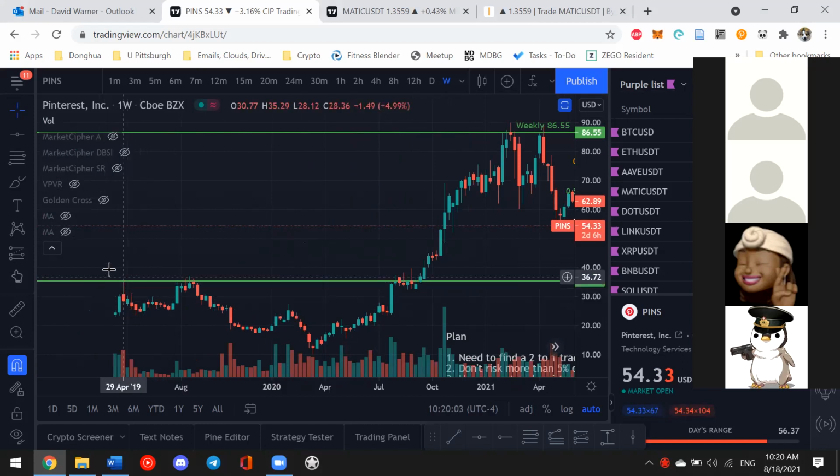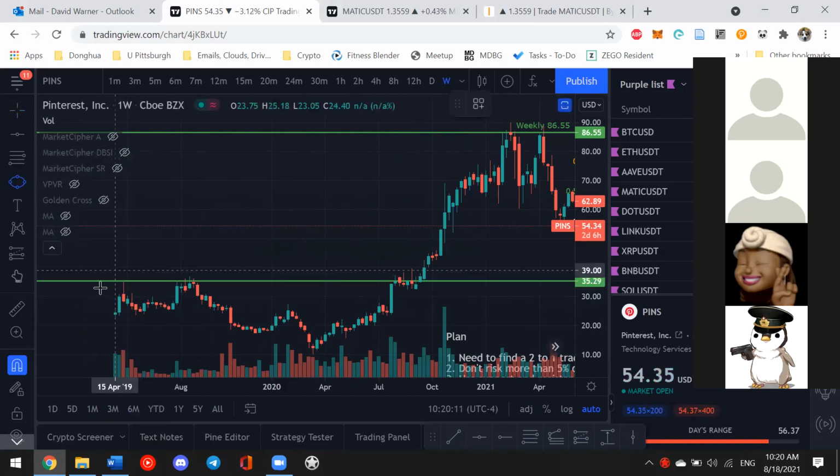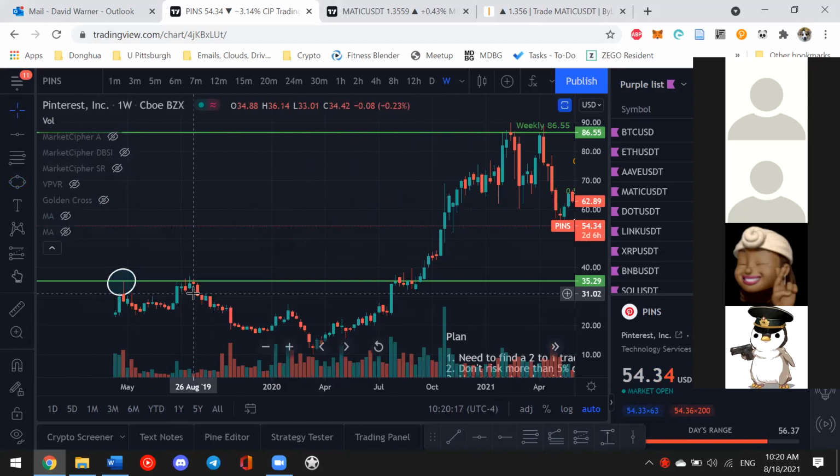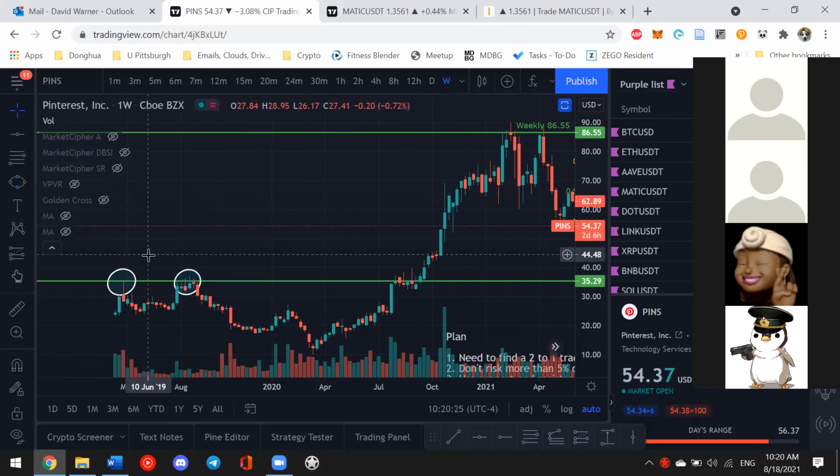Now, when you talk about these two areas, here and here, the price was acting as what we call resistance. And resistance means it was like a ceiling. The price kept trying to bump the ceiling, but couldn't get above it.